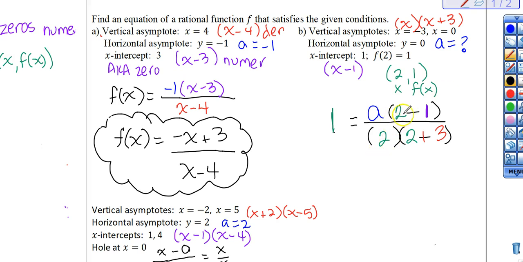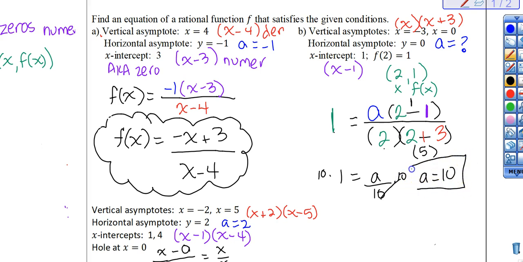We're going to solve algebraically. Let's simplify first. 2 minus 1 is 1, and that's 2 times 5, which is going to be 10, right? So we get 1 equals 1A, I'm just going to write A, over 10. So we can solve for A here by doing what? Yeah, clearing the fraction. Multiply both sides times 10. So A equals 10. So now we know what A is.